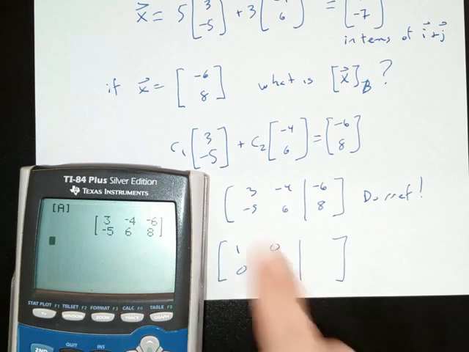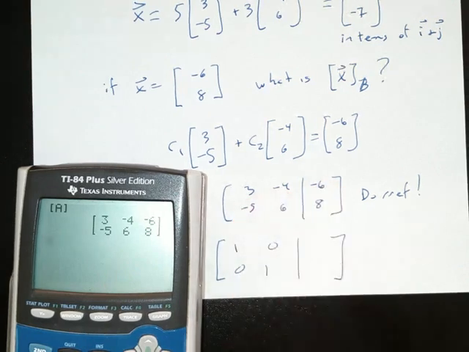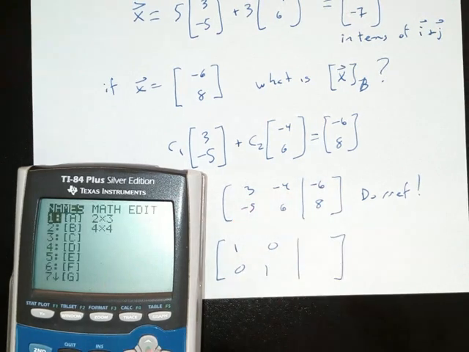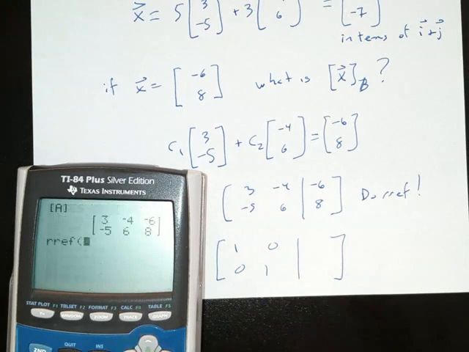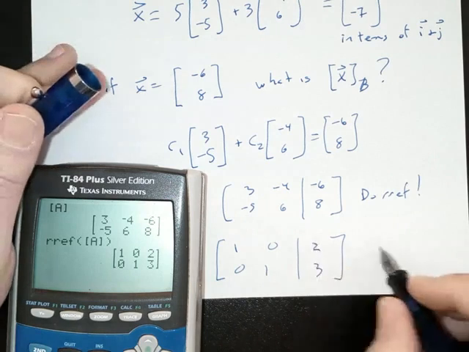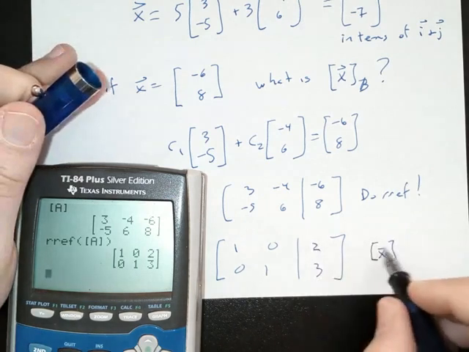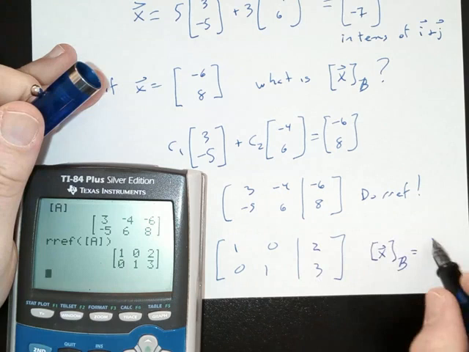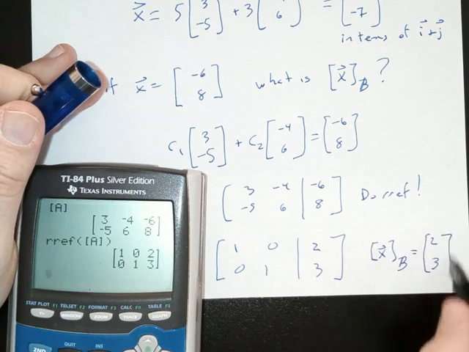Okay, so there's the matrix I want: 3, -5, -5. Matrix, math, reduced row echelon form of that. Hey, I got lucky. So the coordinate vector is 2, 3.